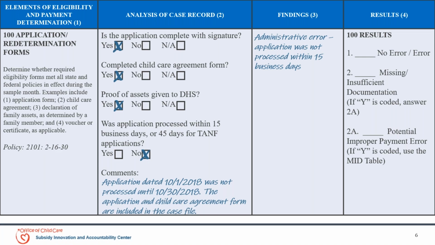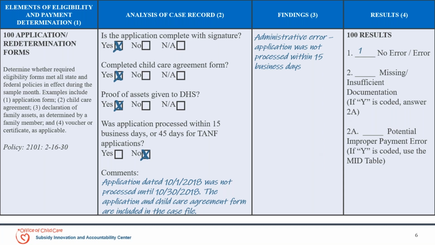So as you can see, I've said that there was an administrative error because the application was not processed within 15 business days. So in terms of the nature of the error, I didn't really describe anything new here. I just said the application was not processed. And I do say that there was an administrative error. So really from this information in column 3, we can go ahead and code column 4.